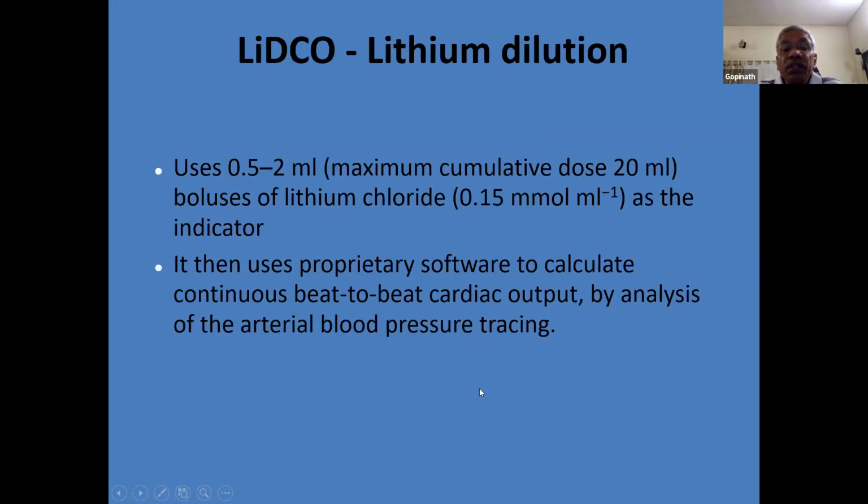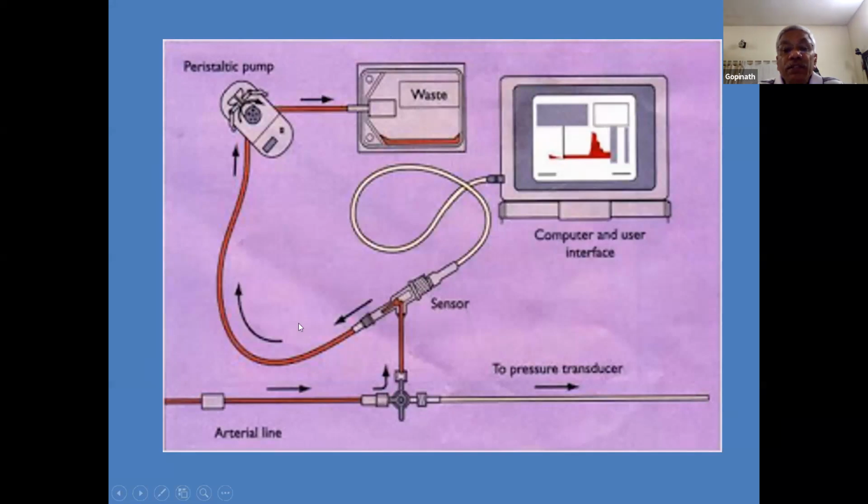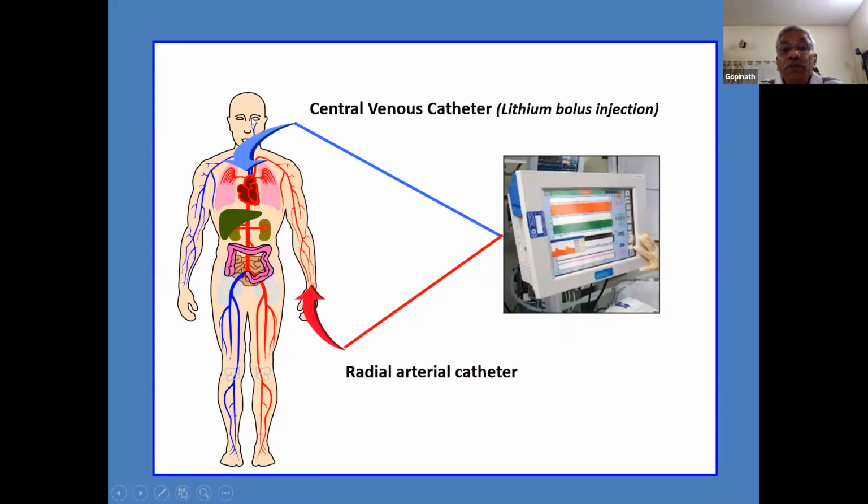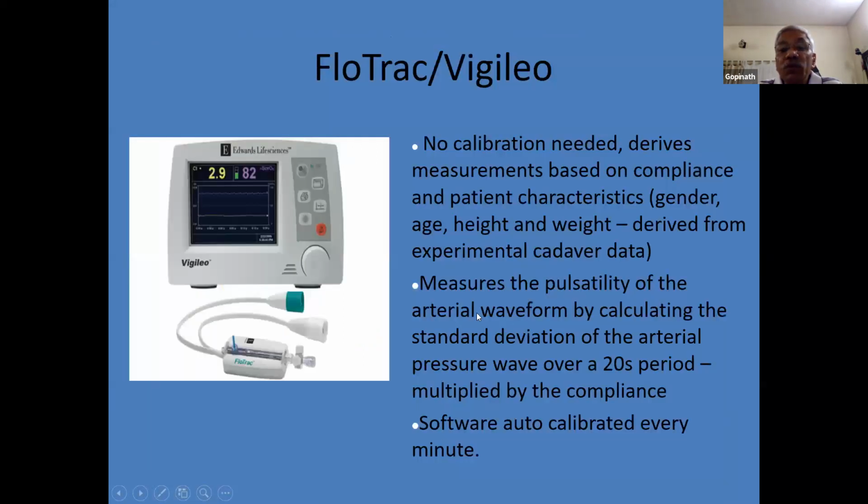Lithium dilution: instead of dye, you inject a little bit of lithium, 0.5 to 2 ml, not more than 20 ml boluses. And again, these are all proprietary ones, which can be used to give you continuous beat-to-beat cardiac output. But again, you need to calibrate it every 24 hours. Once a lithium bolus is injected, it circulates through the body, and then you get it on the waveform.